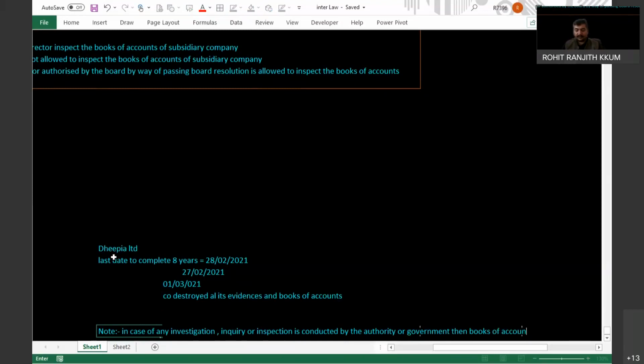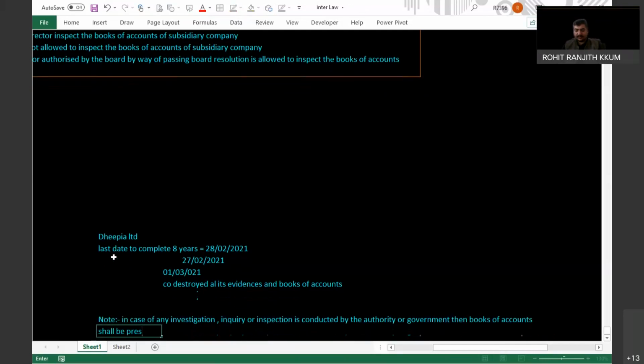books of account shall be preserved for a longer period than 8 years, until the proceedings are completed and the court releases. Until the court releases means discharges you, that fine, now we don't require your books of accounts. Now you can destroy. Then and only then you are allowed to destroy, otherwise you are not allowed to destroy. You have to keep on continuing in that.